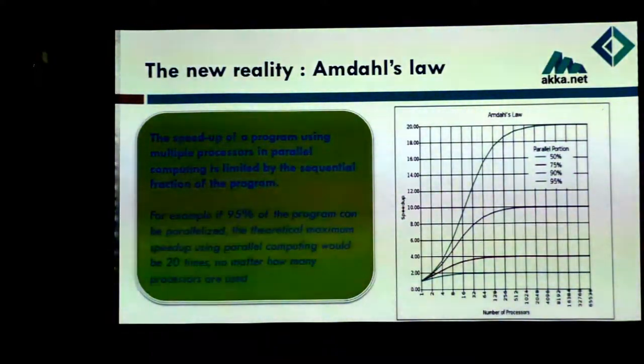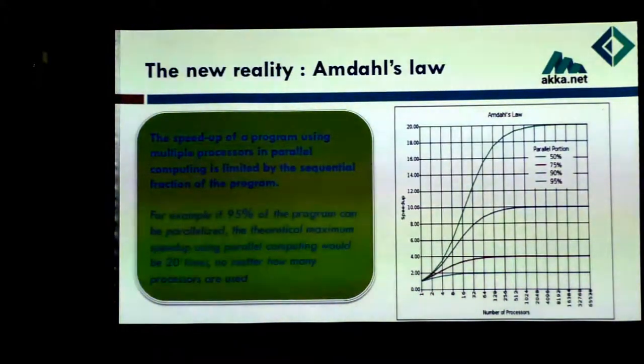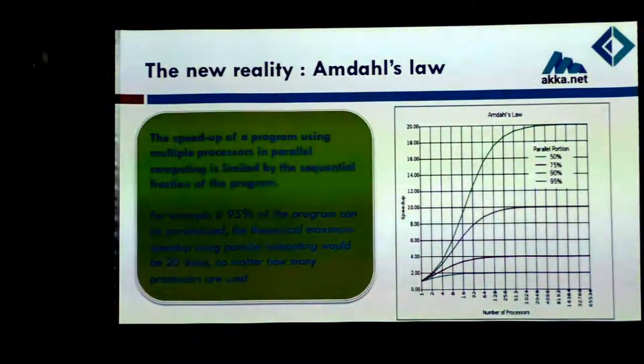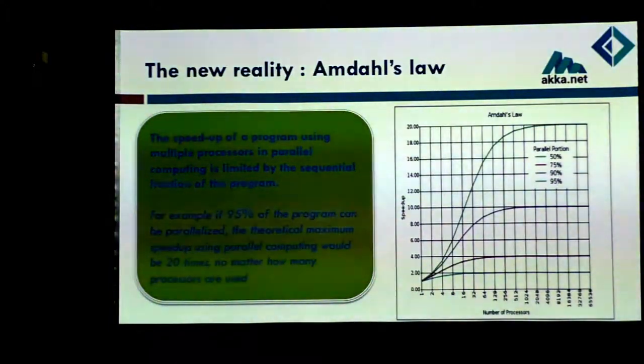But then we have another problem, the bad news. We have Amdahl's law. This law says that your application is always constrained by the portion of your code that is sequential and cannot be parallelized, right? So this example says that if 25% of your code can run in parallel, you have a limit of 20 times faster. You can run your application 20 times faster, and that's your limit.